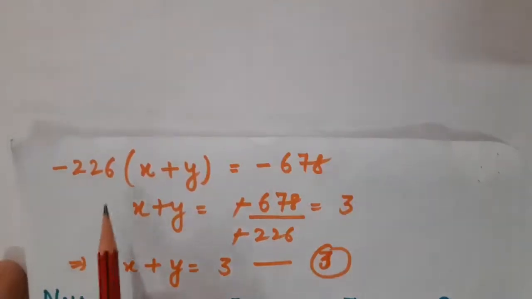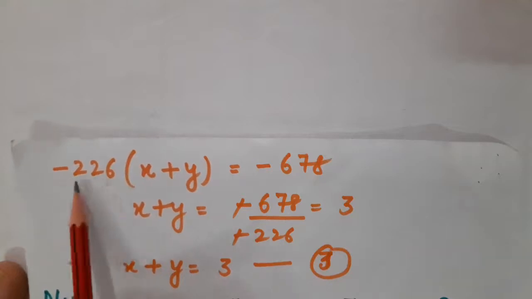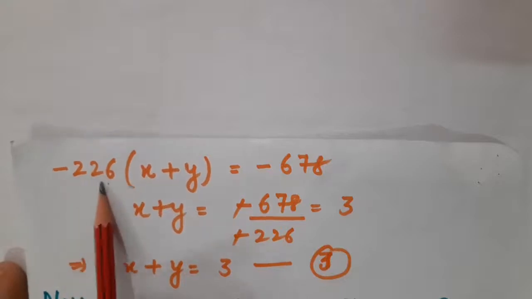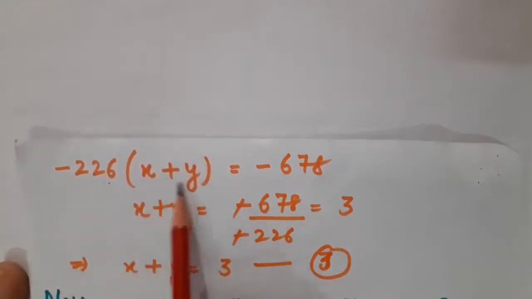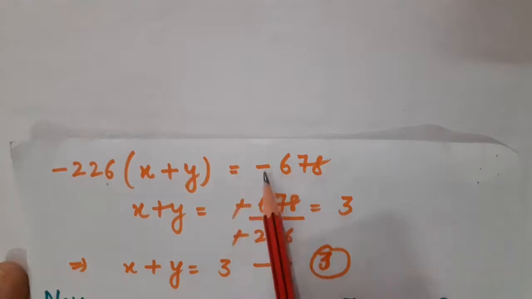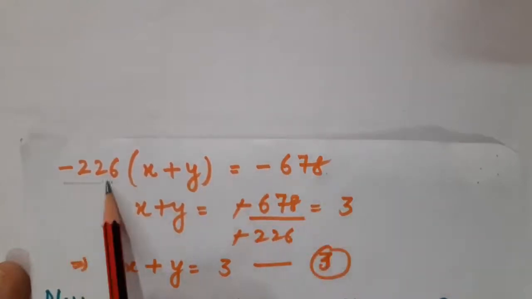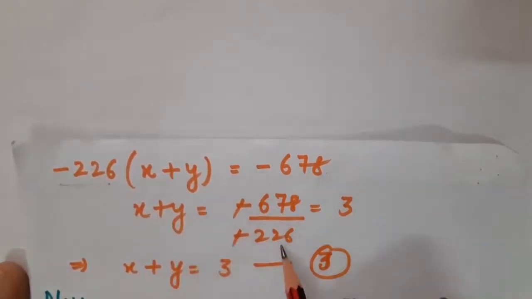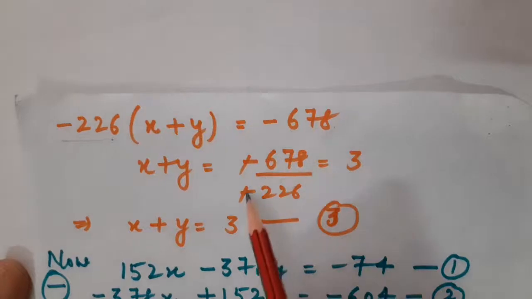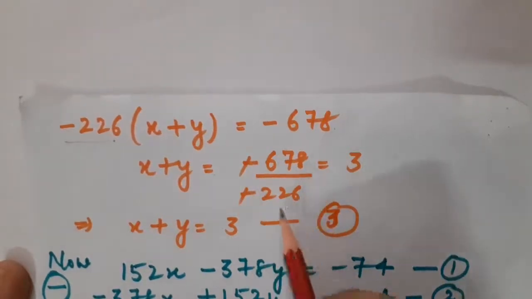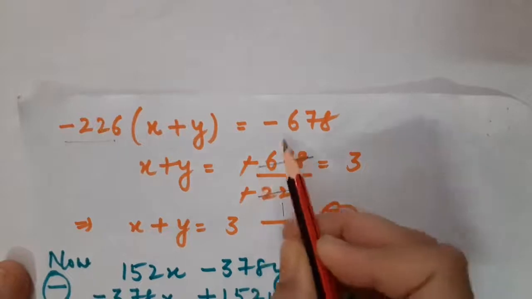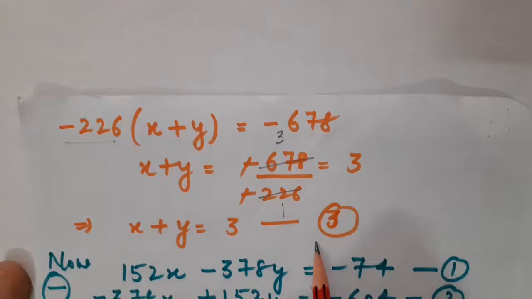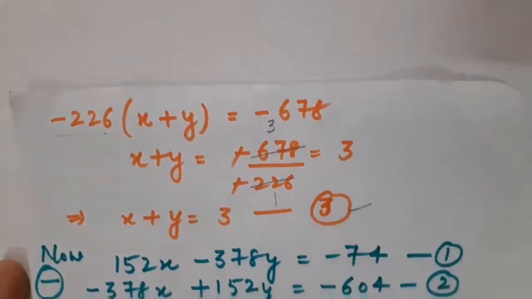Now children, after adding, you may have observed that we can take minus 226 as common. If you have taken minus 226 as common, so inside you will be getting x plus y. This is equal to minus 678. This minus 226 is multiplied with x plus y. It will go on the other side of equal to, so it would come at the denominator place. So minus and minus both are going to be cancelled. This is 226 ones are and 226 threes are. So you have got the equation x plus y is equal to 3. Let it be equation number 3.